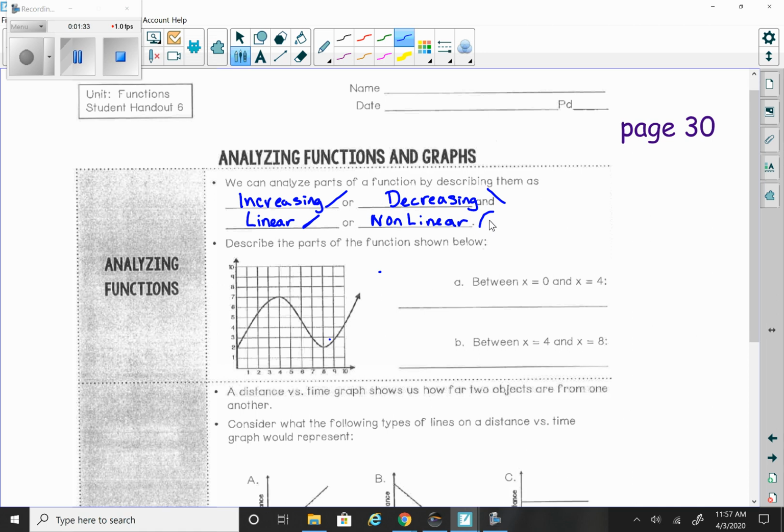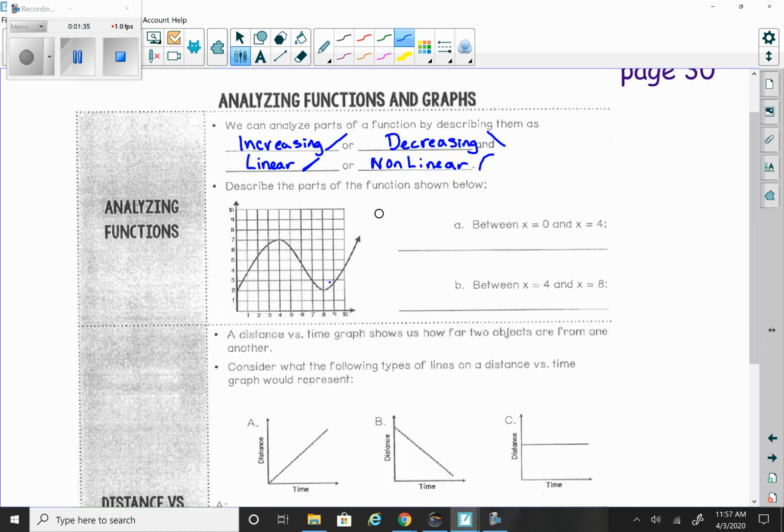Describe the parts of the function shown below. So we see this graph down below, this curved line, right? So that's our graph that we're looking at. And over here in part A, it says between x is 0 and x is 4. So here is my x-axis. Here is where 0 is. And then here is where 4 is. So we want to look at the graph between those 2 points.